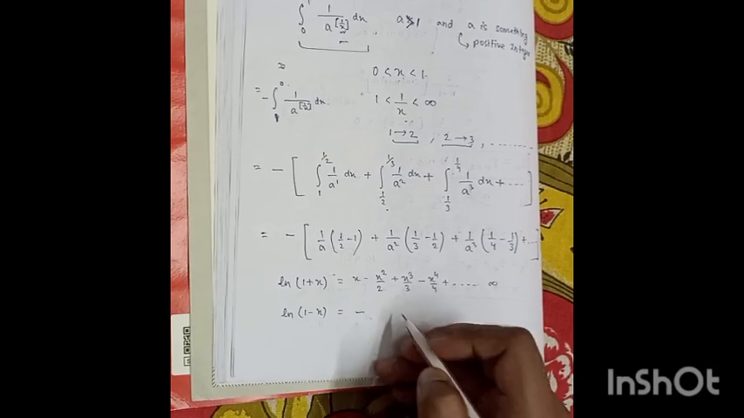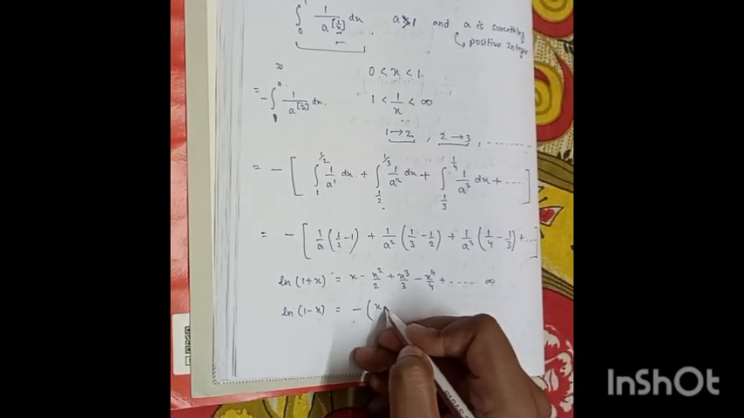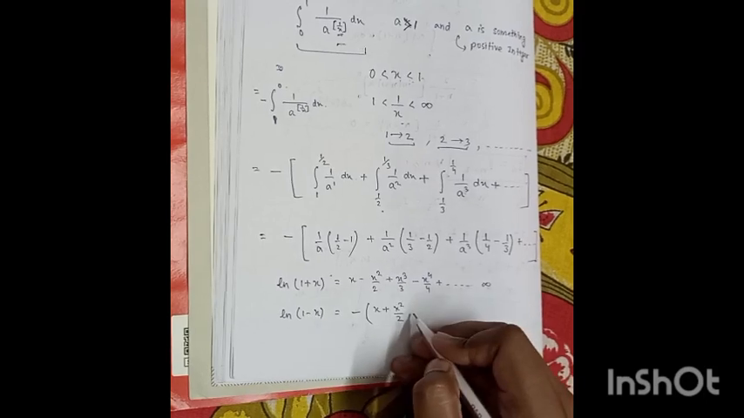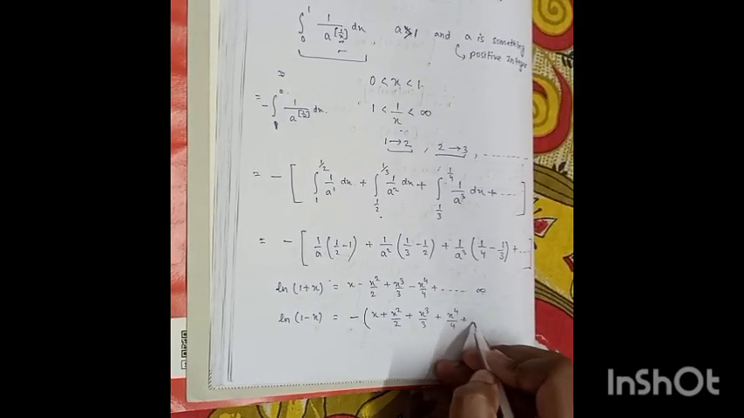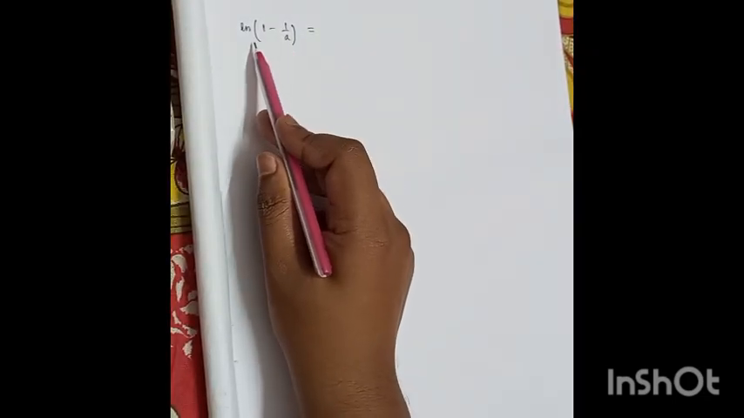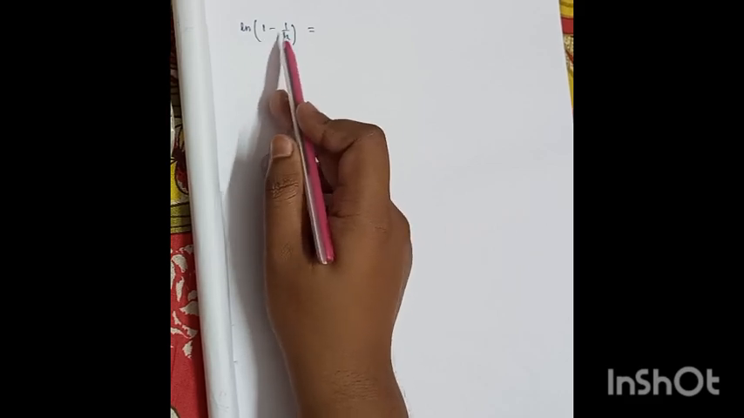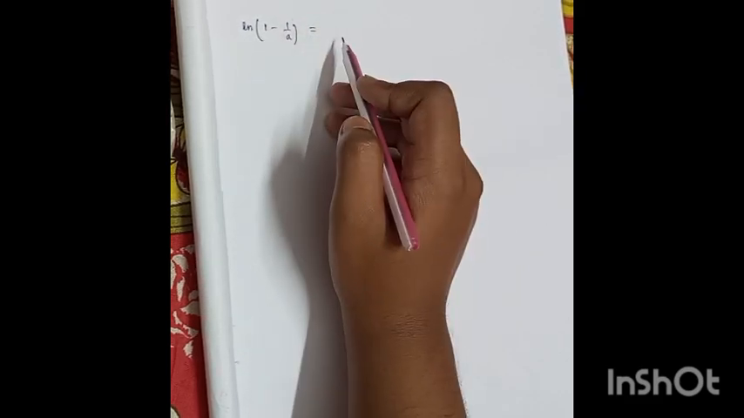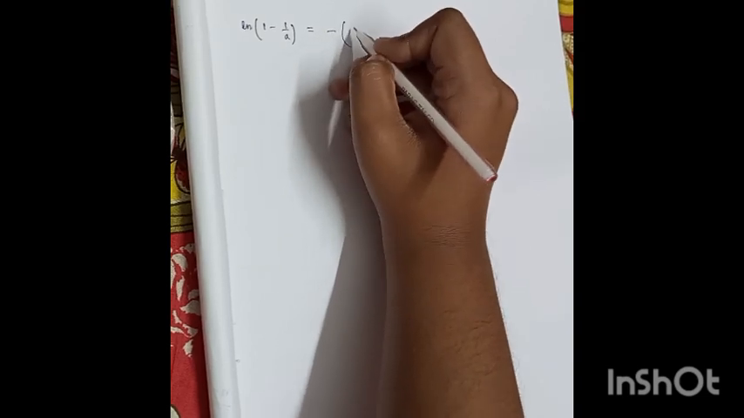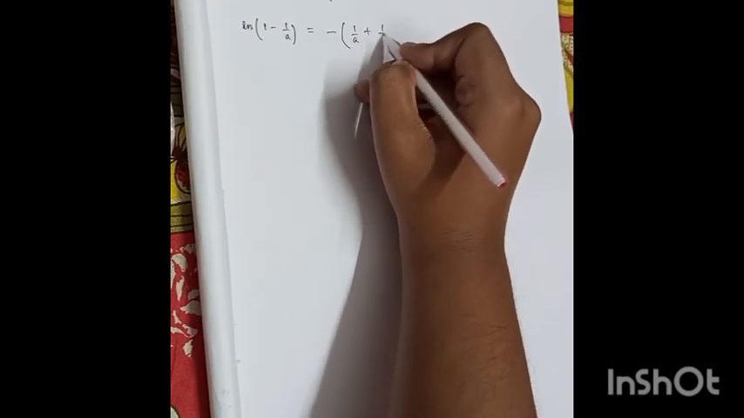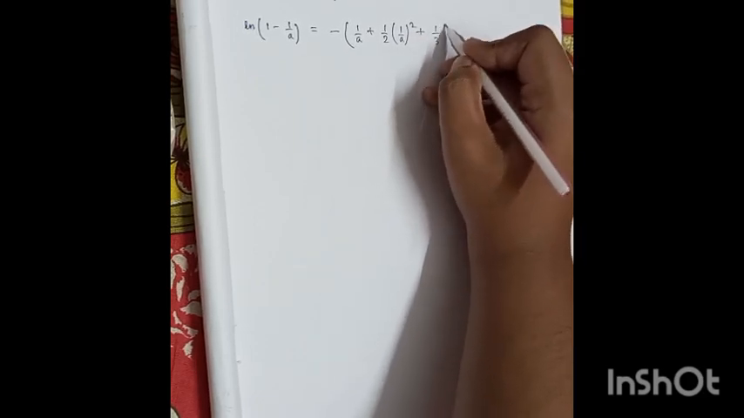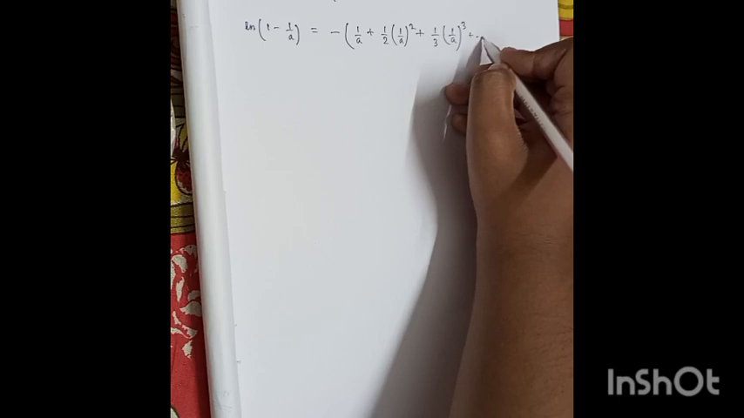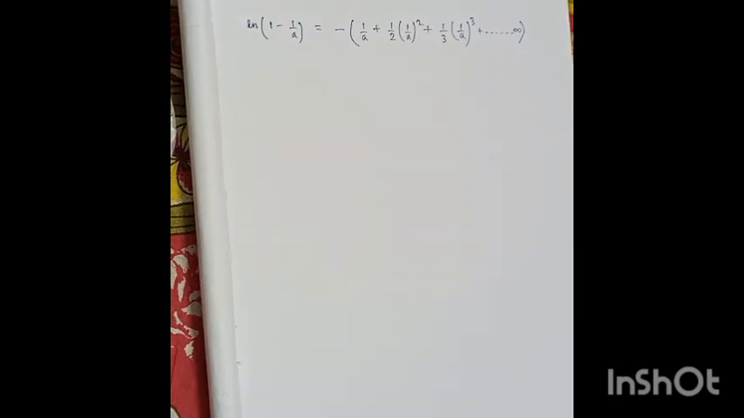Similarly, log of 1 minus x will be minus, which will be common, and inside the bracket will be x plus x square by 2 plus x cube by 3 plus x to the power 4 by 4 plus so on up to infinity. So let us try to evaluate the value of this expression, log of 1 minus 1 by a, by simply putting x equal to 1 by a. So minus 1 by a plus half of 1 by a whole square plus 1 by 3 into 1 by a whole cube plus so on up to infinity.